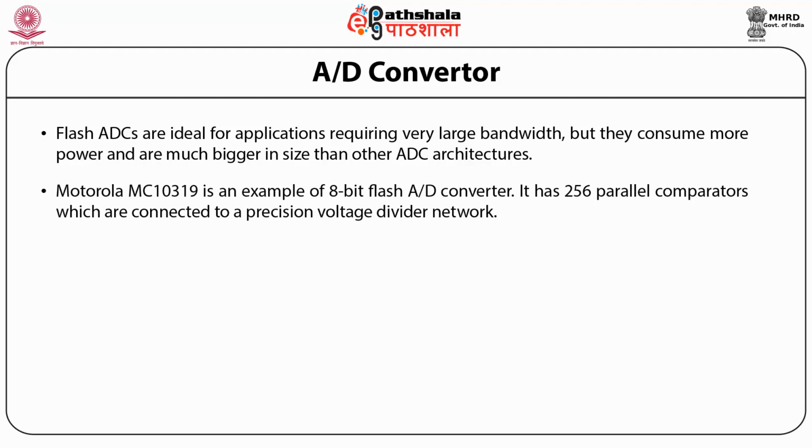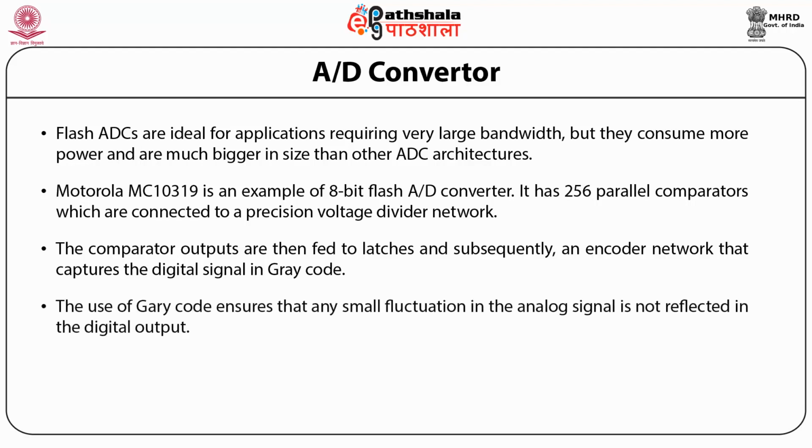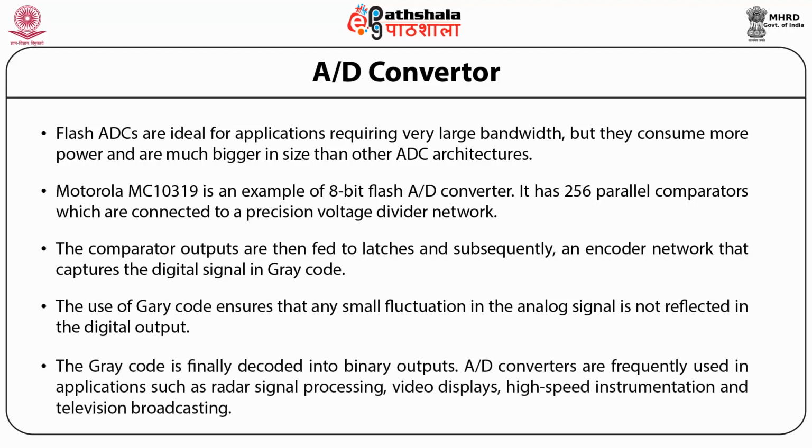It has 256 parallel comparators which are connected to a precision voltage divider network. The comparator outputs are then fed to latches and subsequently an encoder network that captures the digital signal in gray code. The use of gray code ensures that any small fluctuation in the analog signal is not reflected in the digital output. The gray code is finally decoded into binary outputs.